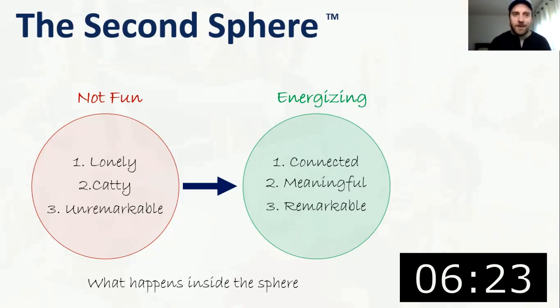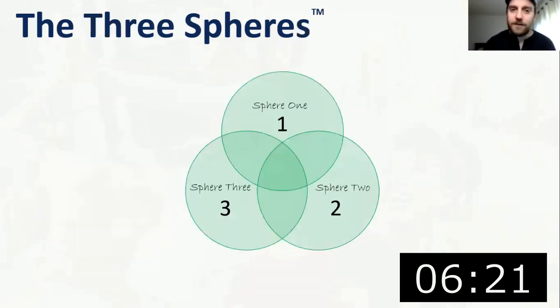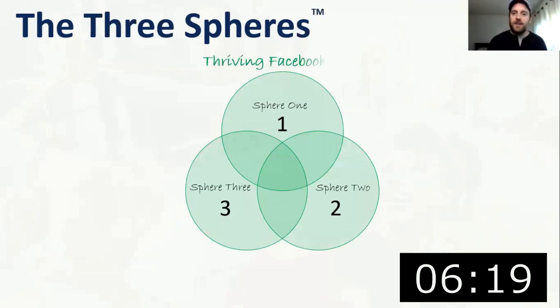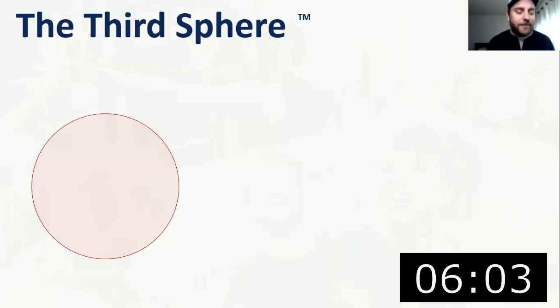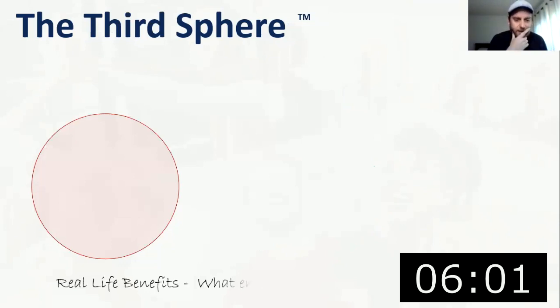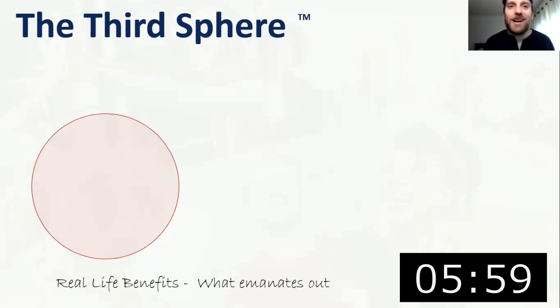That's what we want. So we talked about the first sphere, having a thriving Facebook sphere. We talked about the second sphere, where it's energizing and meaningful in the content. Now the third sphere is what comes out of Facebook for you. What are the real life benefits that emanate out for you?